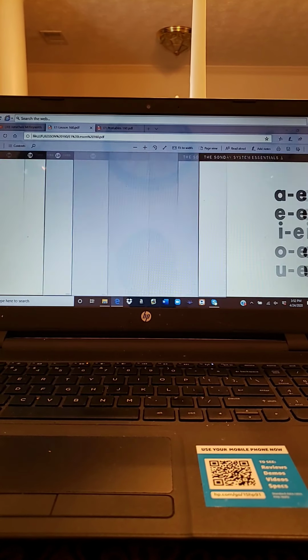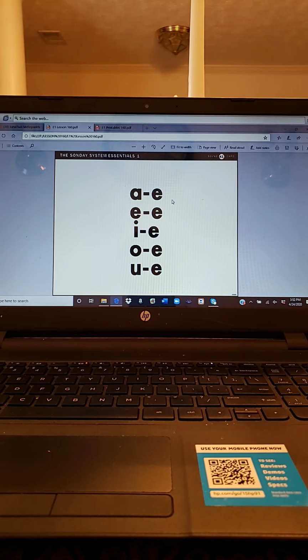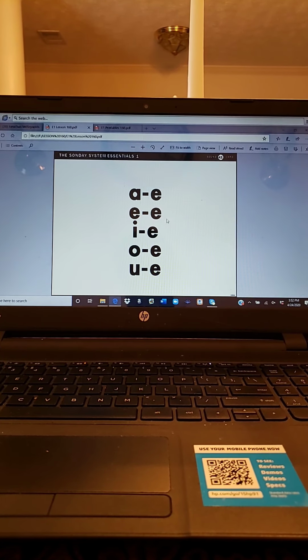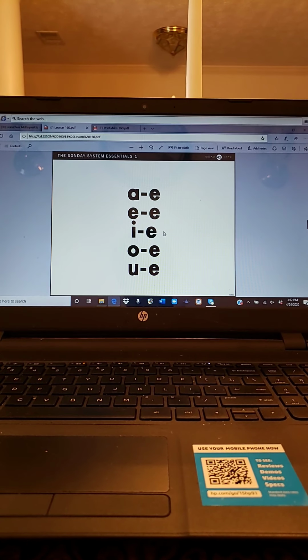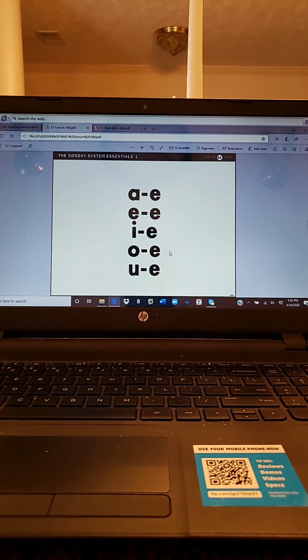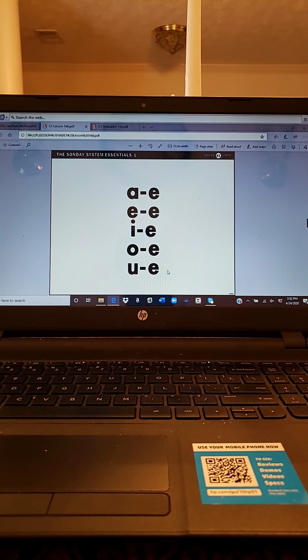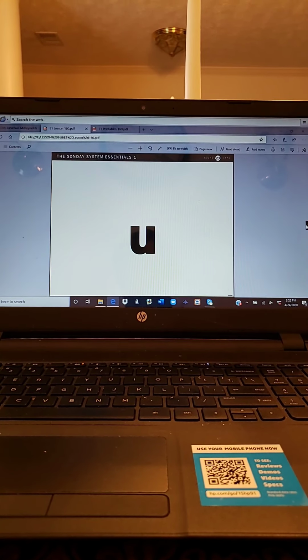What sound? First letters? What sound? Second letters? What sound? Third letters? What sound? Fourth letters? What sound? Last letters? What sound?